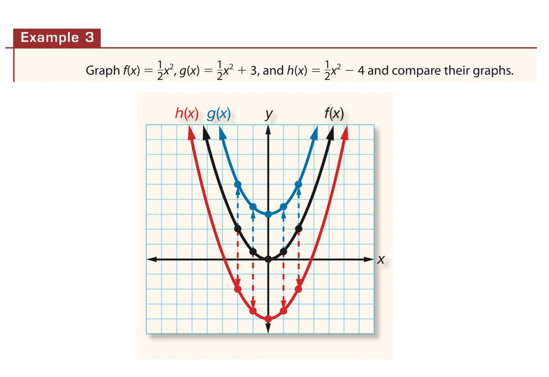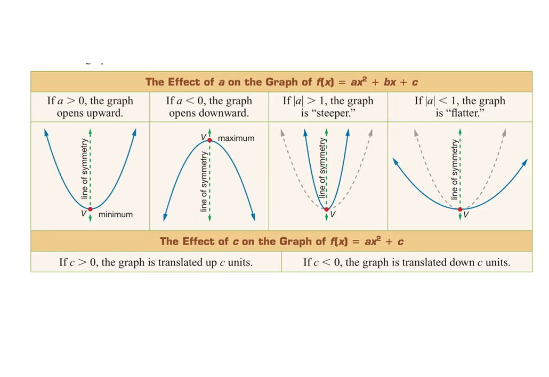All right? So let's look at the effects of these. If a, remember a is the number in front of your x squared, is positive, the graph will be up. If it is negative, the graph will be down. If the graph is up, you have a minimum. If it's down, you have a maximum.